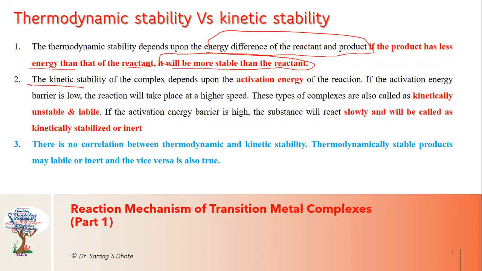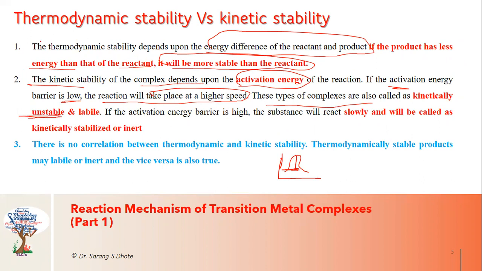The kinetic stability of the complex depends upon the activation energy. This is important. What is the meaning of activation energy? We know that this type of graph shows the activation energy. This one is the activation energy. If suppose the activation energy barrier is very low, then the reaction will take place at a higher speed. This type of complexes are called kinetically unstable.